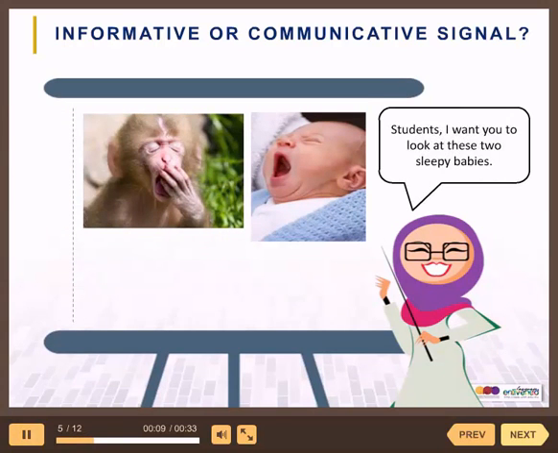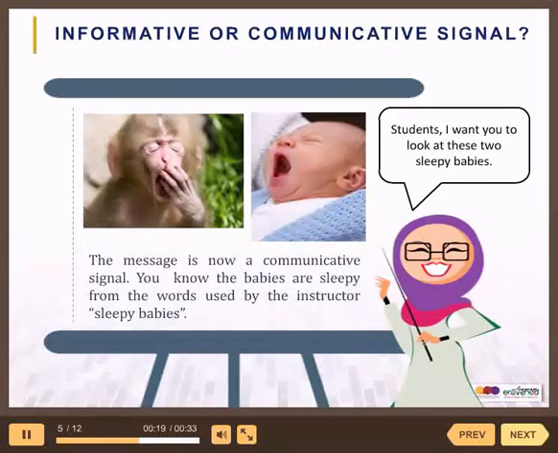Look at the same pictures again. How do you know that the babies are sleepy? Did anyone tell you that the babies are sleepy? There is an instructor that informs the students that the babies are sleepy. When the message is communicated intentionally, it is no longer an informative signal. It now becomes a communicative signal.